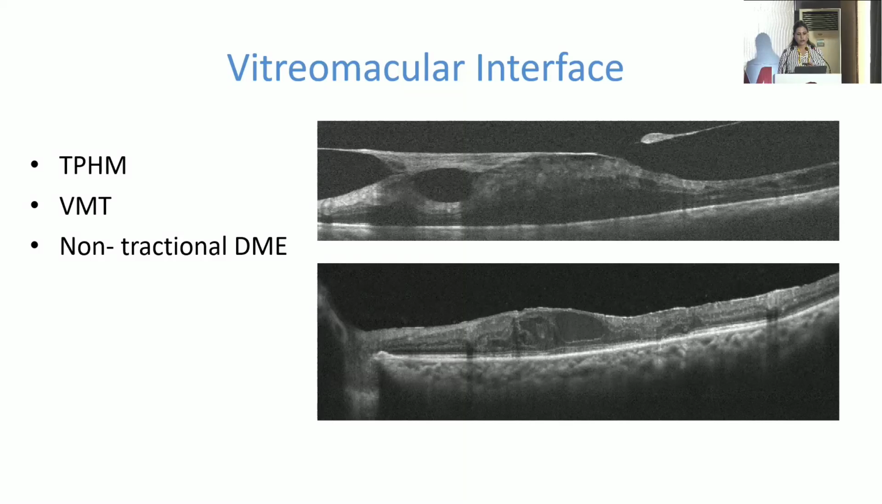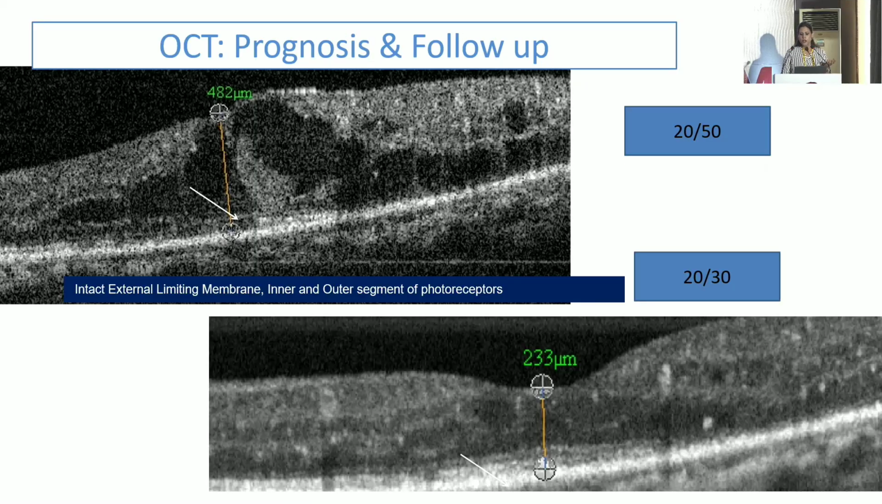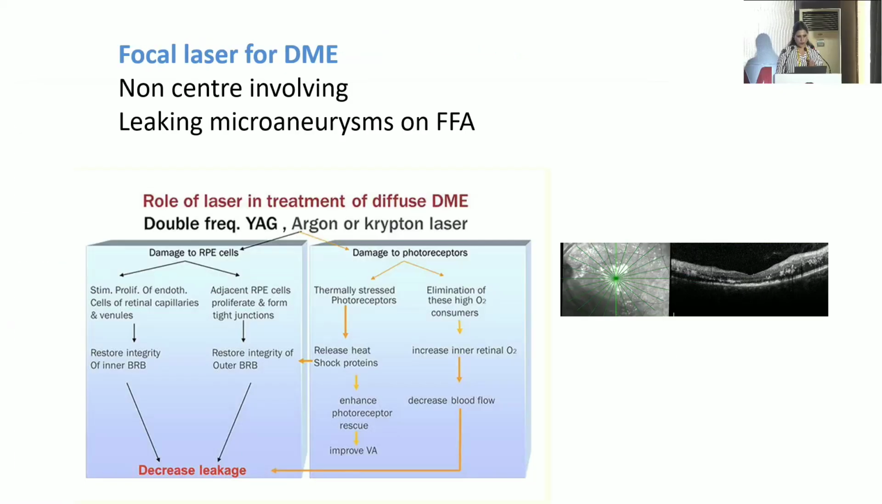Then outer vitreomacular interface issues like taut posterior hyaloid, vitreomacular traction, and non-tractional DME. Outer retinal layer disruptions are again related to poorer outcomes. This is a case which shows an example of a patient who had intact outer retinal layers and showed a good recovery with anti-VEGFs. And this is a case where anti-VEGFs were given, but despite anatomical resolution of CME, the vision did not improve much.